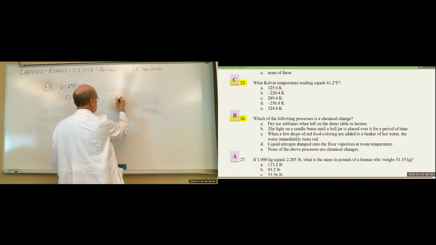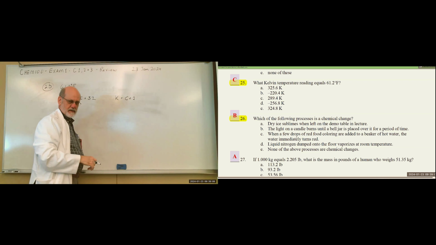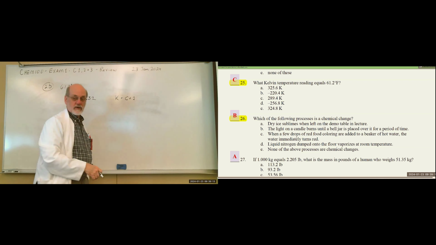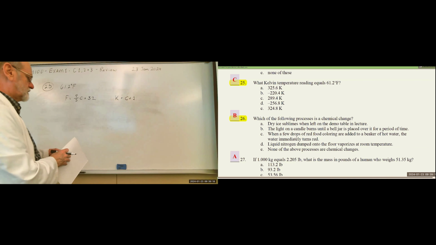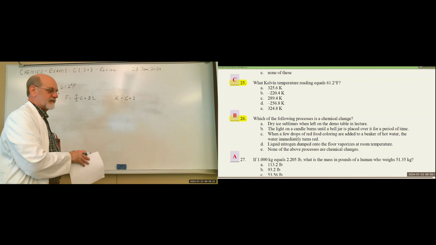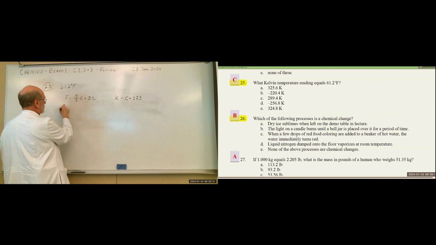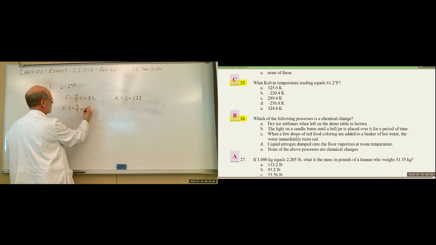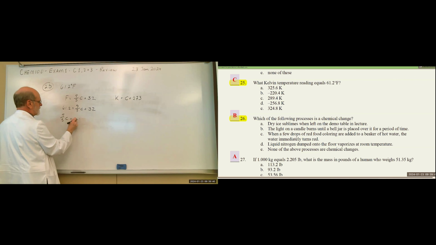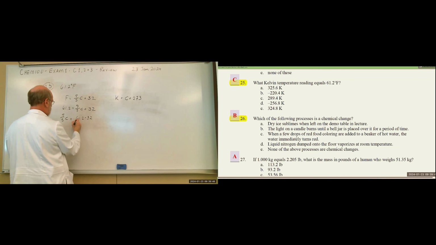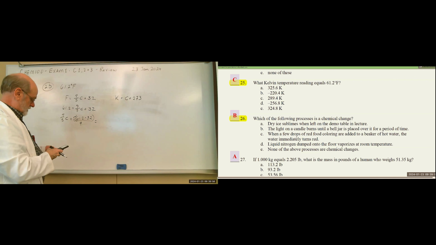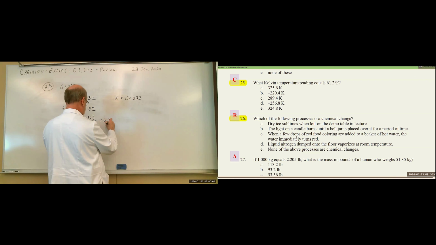And then convert Celsius. Okay, so if we plug this one in here, 61.2 equals 9/5 C plus 32. Then 9/5 C equals 61.2 minus 32. And then this would be 5 divided by 9. So 61.2 minus 32, times 5, divided by 9. So that's 16.2222.